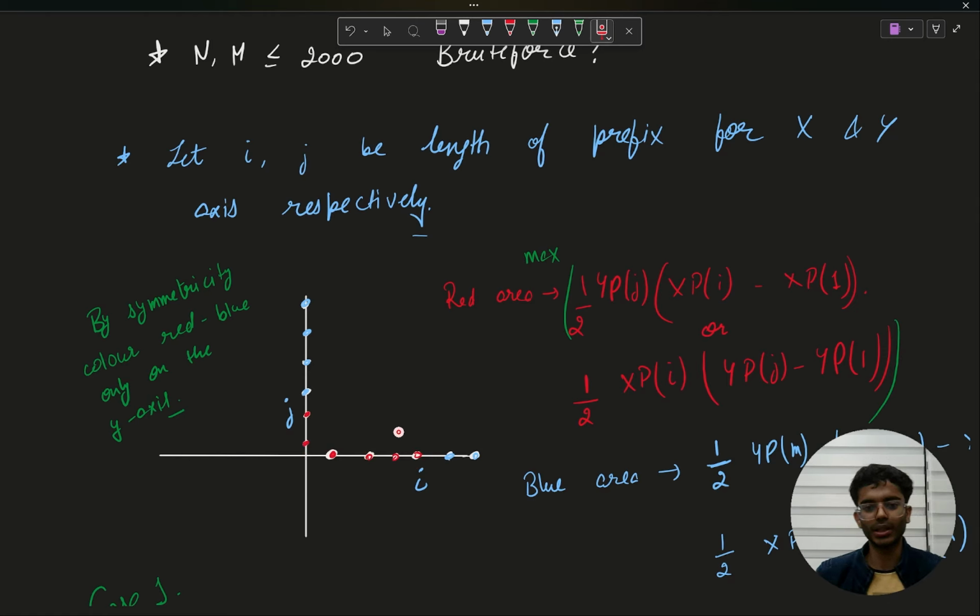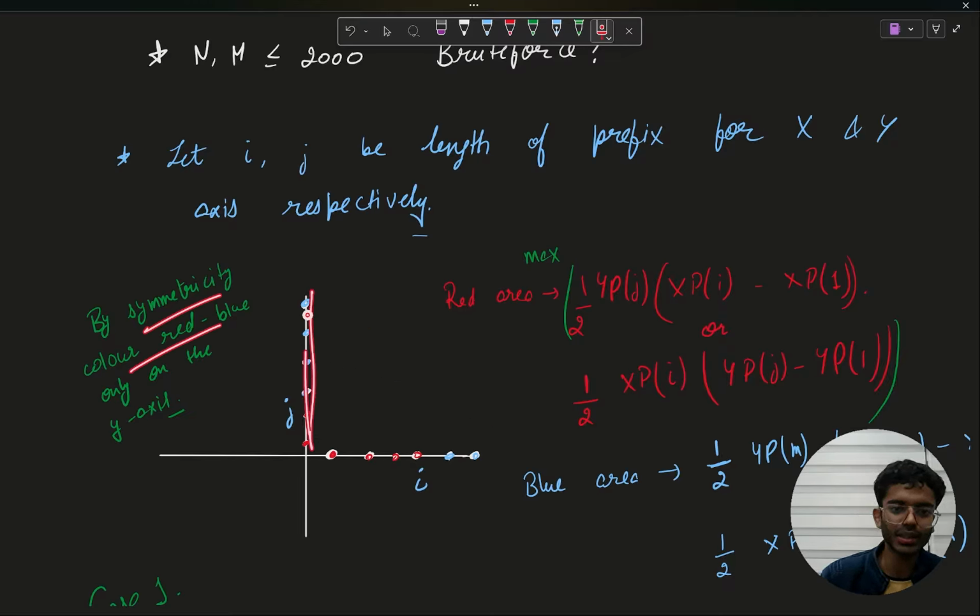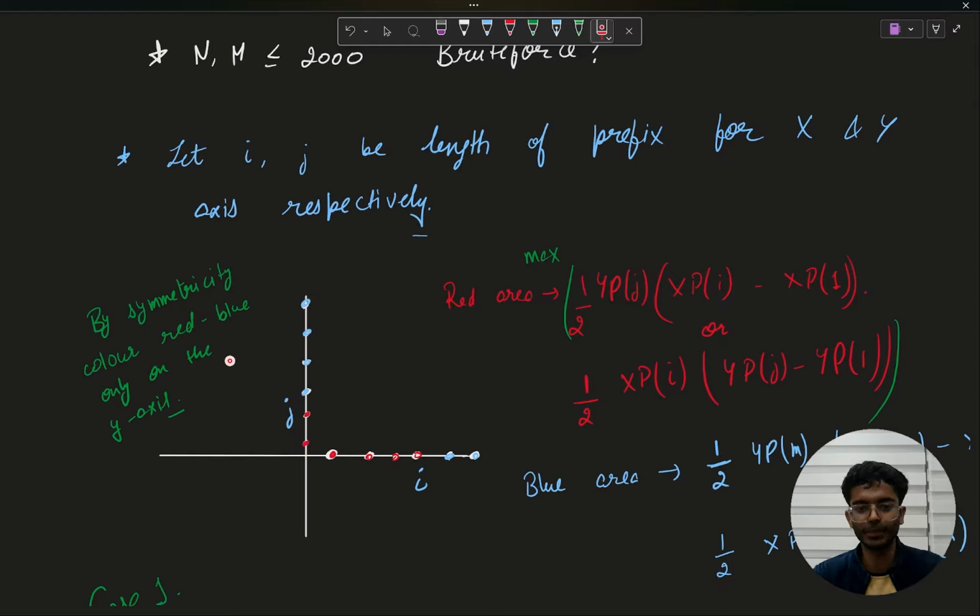Now we have multiple options: we color this red, this blue, or this blue, this red, and so on, or whatever is left. So we would have those four possibilities, right? But by symmetry, we can just color the y-axis to be red-blue only or blue-red only every single time, because that would be the same thing. But for the x-axis, let's just iterate over the two possibilities.